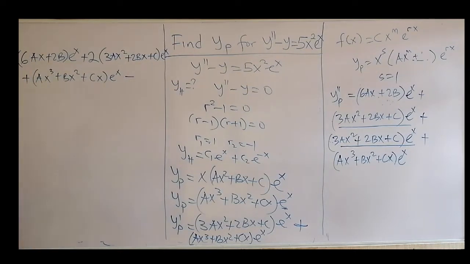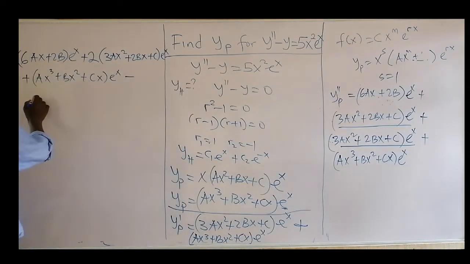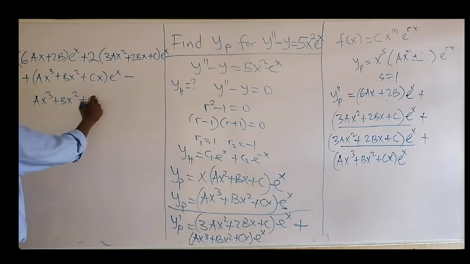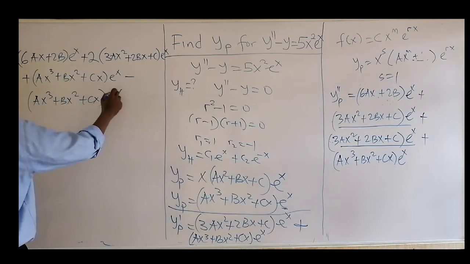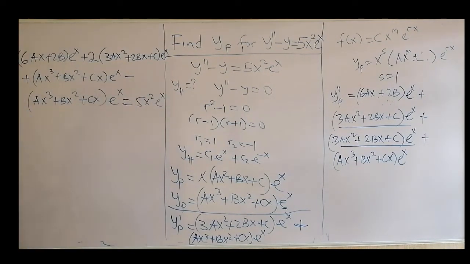Minus my y is what? My y is ax^3 plus bx squared plus cx, the bracket, e^x. Okay, equal to what? Equal to 5x squared e^x. Okay, so this one and this one cancel out. Those two cancel out. So I have the remaining two. So let's see what we can do to that remaining part.